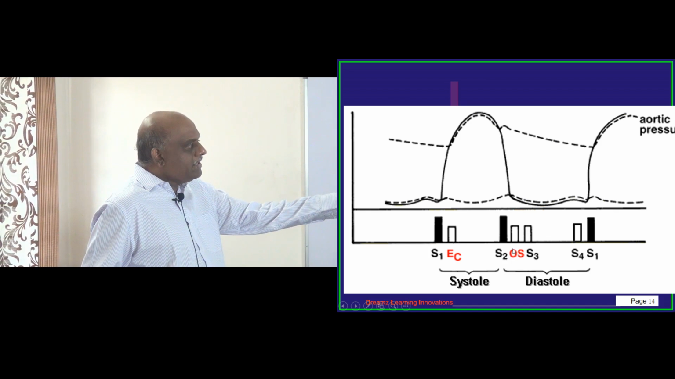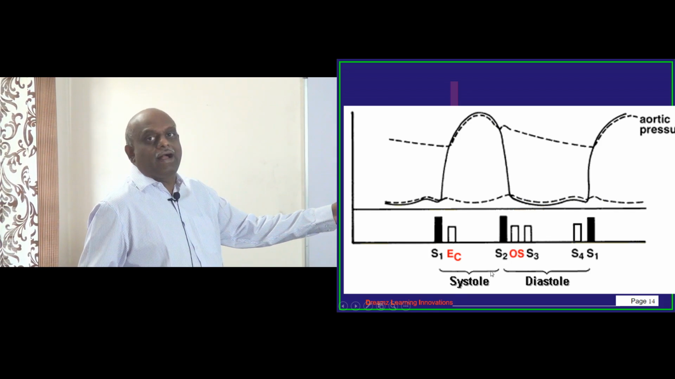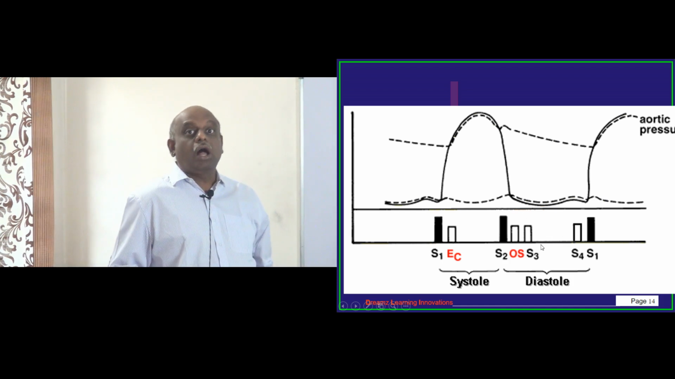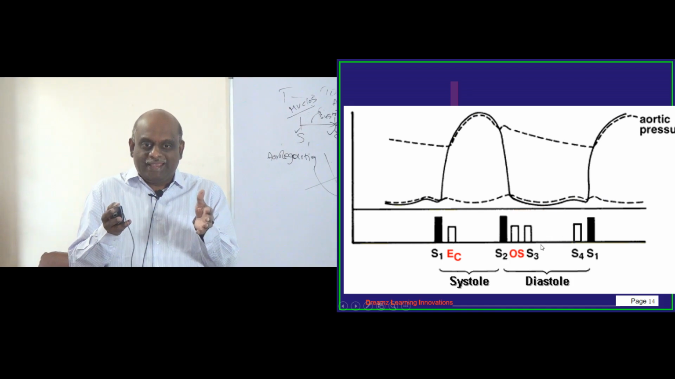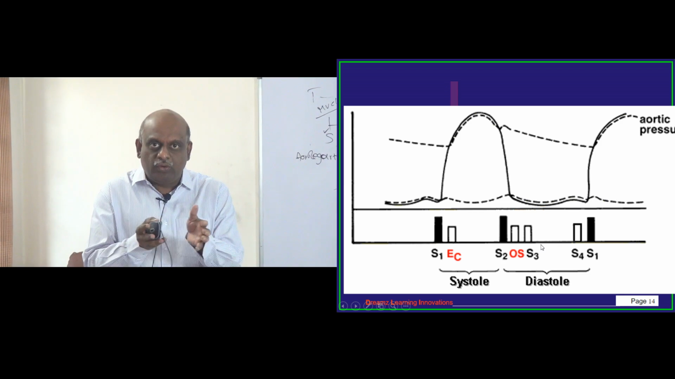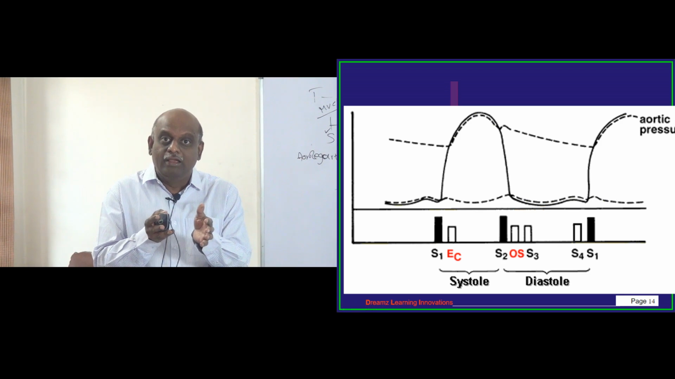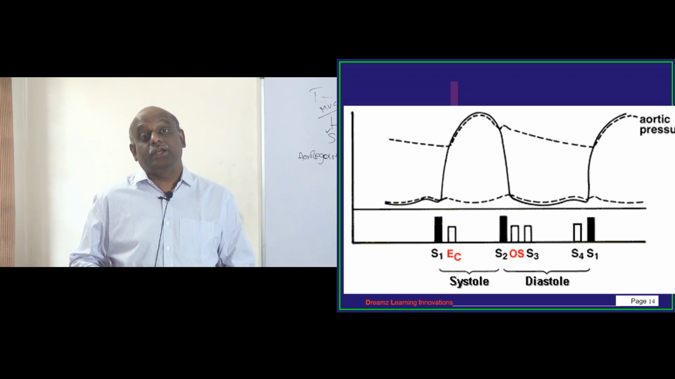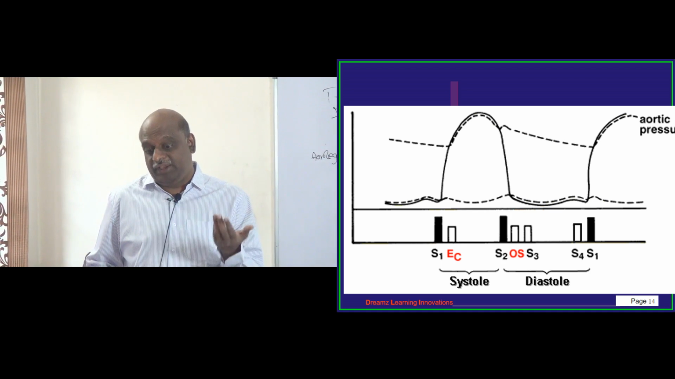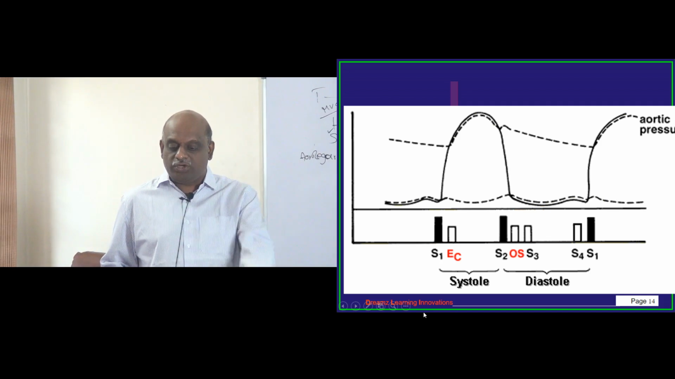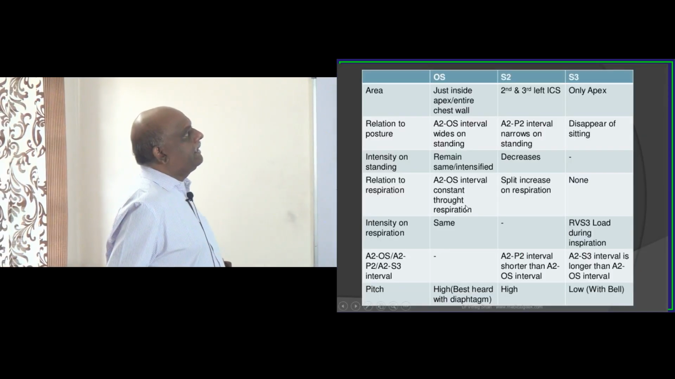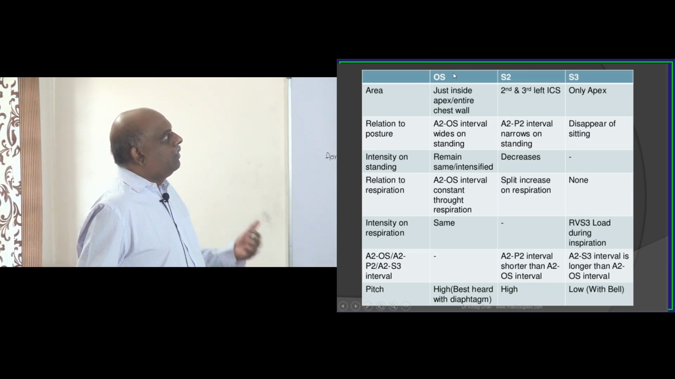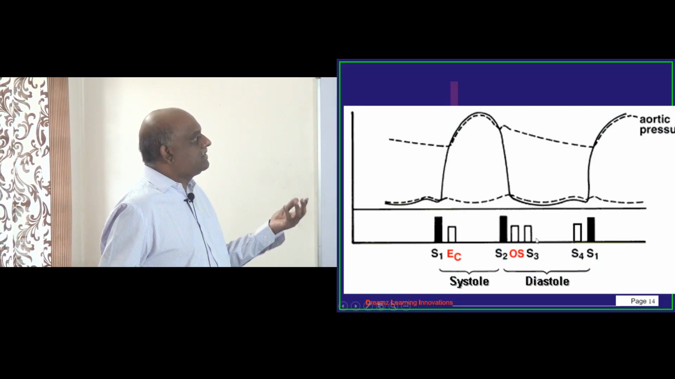So the opening snap jitna jaldi aayega S2 ke baad is dependent upon how severe. If the S2-OS gap is very narrow, if the opening snap is happening very early part of the diastole, then you should consider it as a more severe mitral stenosis is what you have to basically remember. So I leave the literature for you since we don't have time now. Opening snap versus S2 and S3.